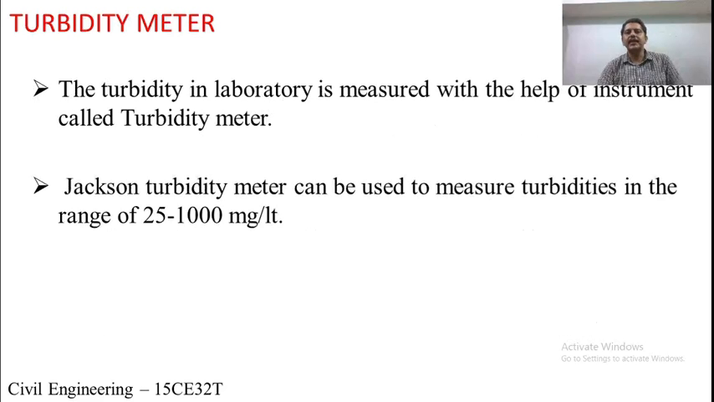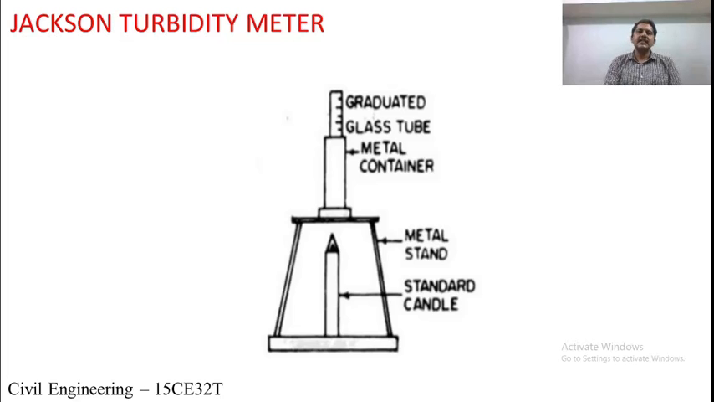So next, turbidity meter. In order to measure the turbidity in the laboratory, we use the instrument called turbidity meter. Jackson turbidity meter can be used to measure the turbidities in the range of 25 to 1000 mg per liter. So this is the Jackson turbidity meter, which is used to measure the turbidity in the laboratories. You can observe the parts of a Jackson turbidity meter.